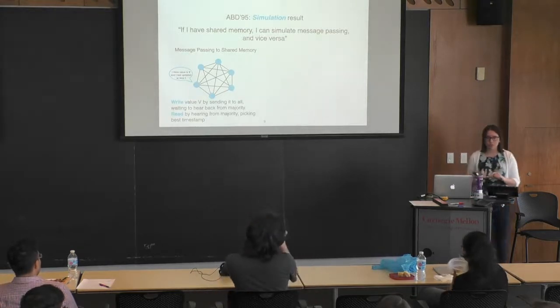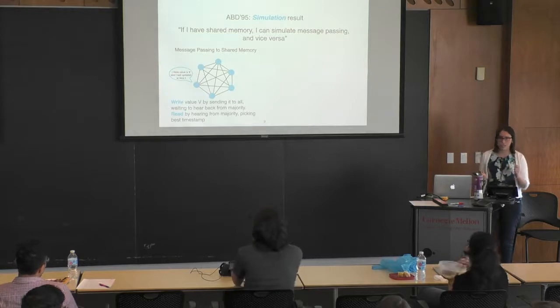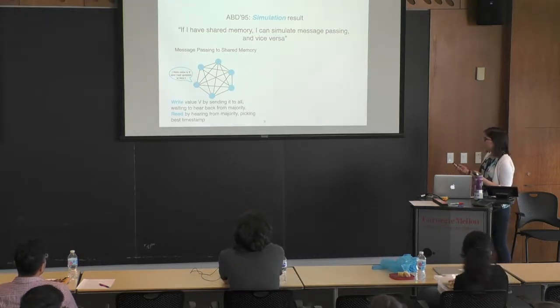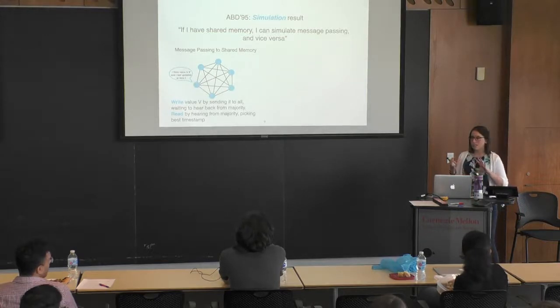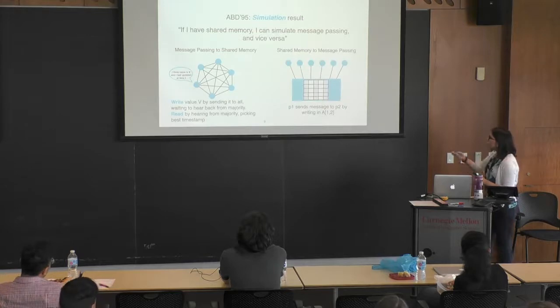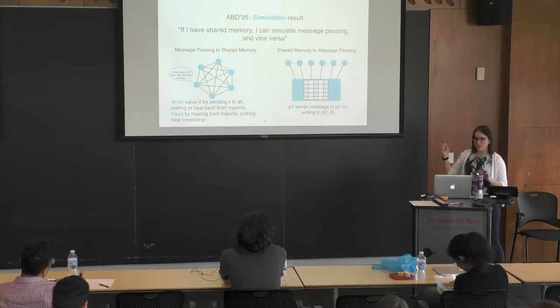You wait to hear from a majority, and then you pick the most updated timestamp that you've heard. This algorithm heavily depends on the fact that you have a majority, so the sets that you heard from when you wrote and the sets that you heard from when you read are the same, or have overlap. Okay? And in the shared memory to message passing, the algorithm is actually simpler.